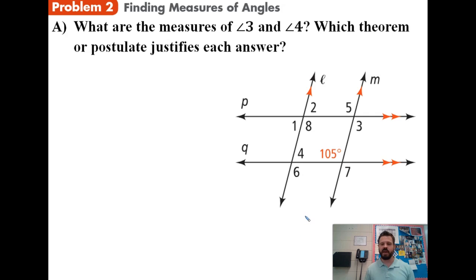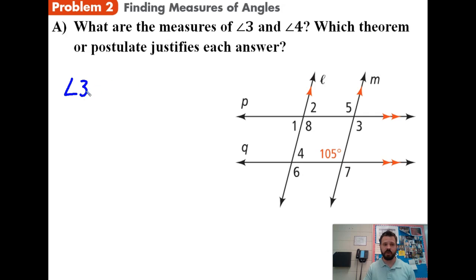In problem 2, I've got a little more complicated geometric figure than we've been dealing with so far. Okay, a little more complicated because I have 2 sets of parallel lines. I know that lines L and M are parallel because they both have a single arrow on them. And then I also know that lines P and Q are parallel because they both have double arrows on them. Okay, I want to use that information to figure out the measures of angle 3 and 4. And we'll state the theorem or postulate we use.